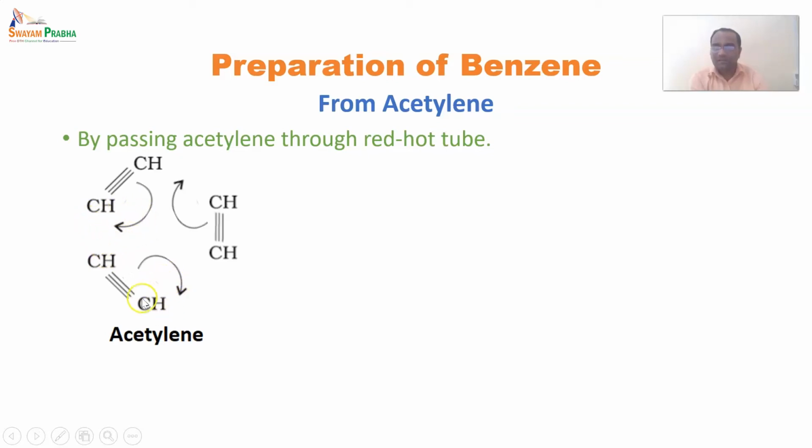And this one carbon is electron rich, so it will join with an electron deficient center. So this happens, and this happens at almost 500 degrees Celsius or 873 Kelvin. And after that, benzene has been formed.